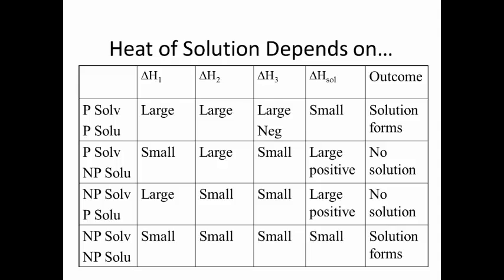If you have a small delta H3, then you are most likely not going to get a solution unless the energy needed to separate the solute and the solvent is also small.